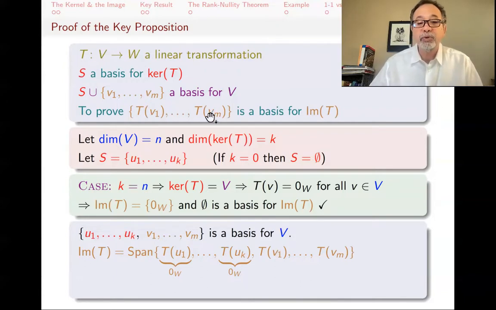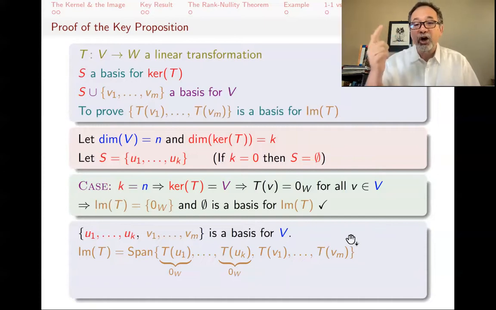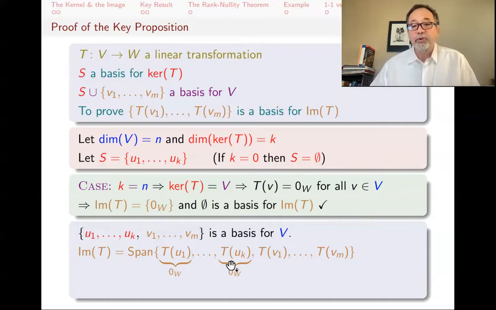We want to show that T of V1 through T of Vm is a basis. And for that, I need 2 things. Do they span? Are they linearly independent? And I just showed you that they span. I didn't really show you, it was sort of obvious, because of the fact that the U's did not really help.